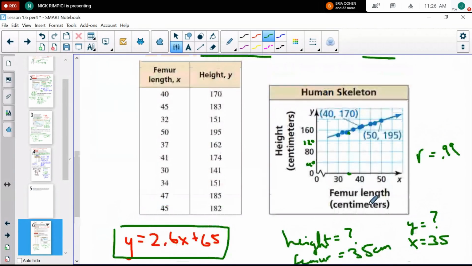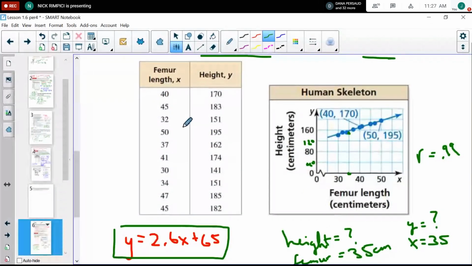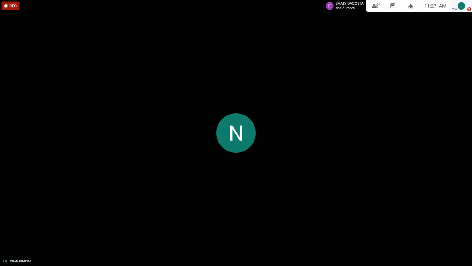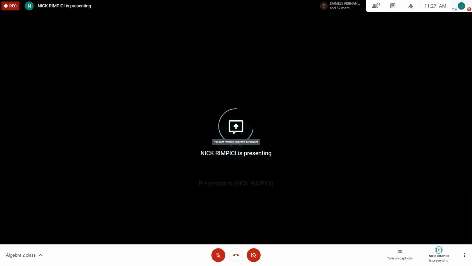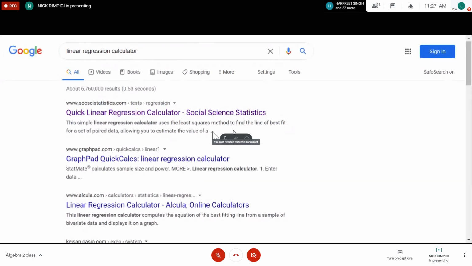You can just use the software. If you don't want to use Desmos because it's a little annoying, there's other software you could use. I'm just going to show you one more thing. Let me show you what I'm talking about. Just do a Google search for linear regression calculator or something like that, and you'll see a bunch of things come up. Quick linear regression calculator, social sciences, statistics. You can just click on that.